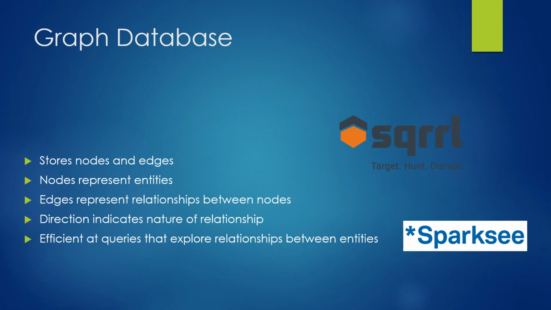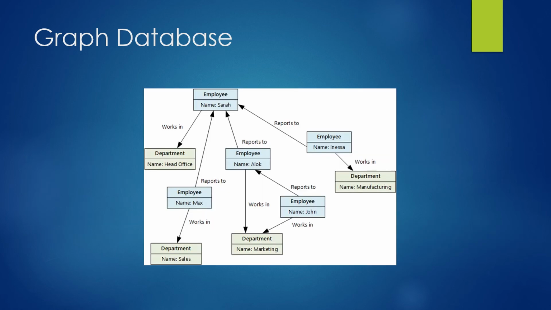One of the largest advantages of this type of database is that it is much more efficient at queries such as find all the employees that work for David, or people that bought this item also bought something else. This is a visualization of a graph database. As you can see, the employee nodes have edges to other employees and department nodes. These edges show that they report to one another or work in certain departments.